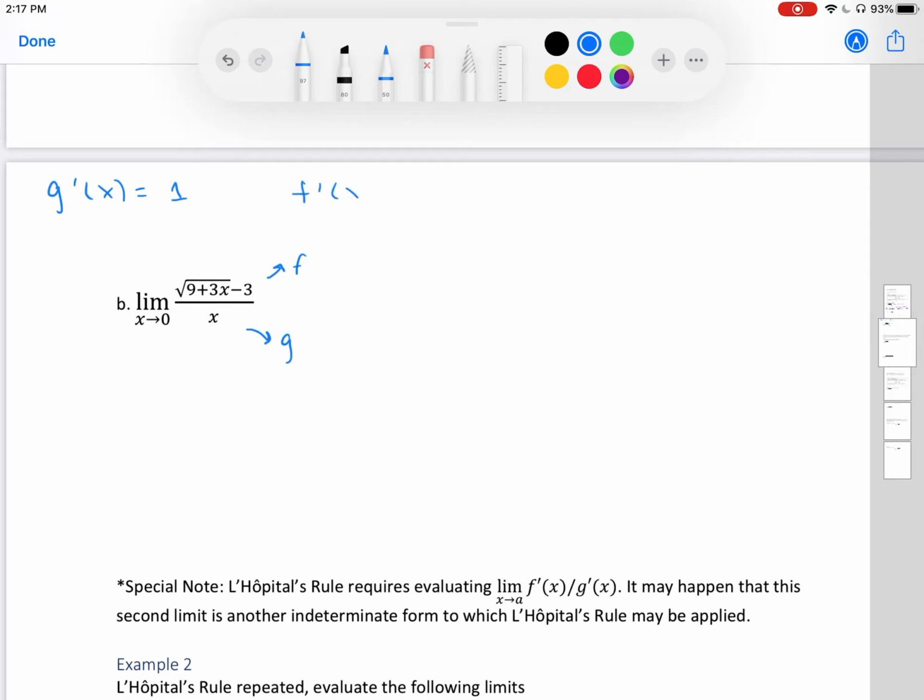Now for our function f, our derivative, we have to do chain rule, right? So if we rewrite it to be, for f, 9 plus 3x raised to the 1/2 power minus 3. Remember, for chain rule, take the derivative of the outside, then multiply it by the derivative of the inside. So we have 1/2 times 9 plus 3x, minus 1, to the negative 1/2 power, times 3.